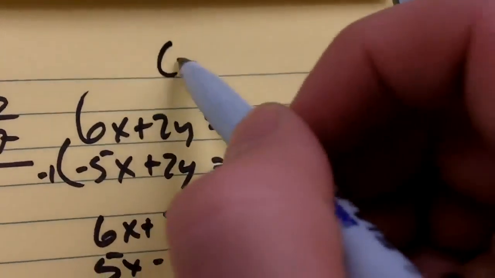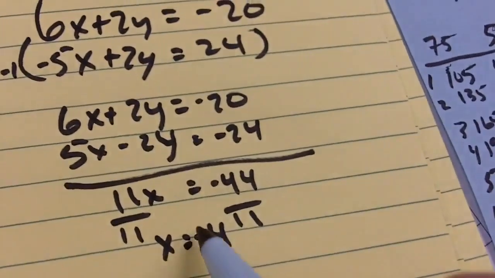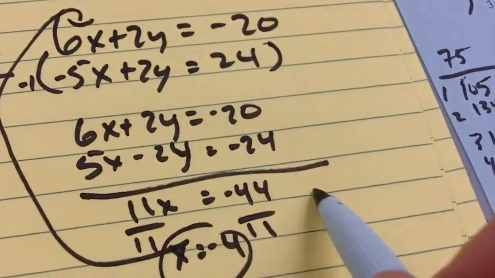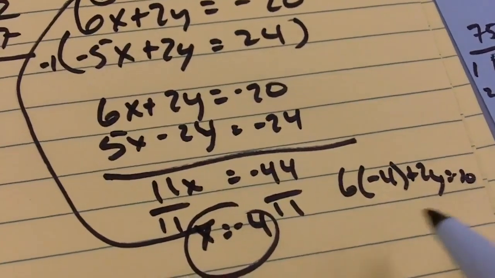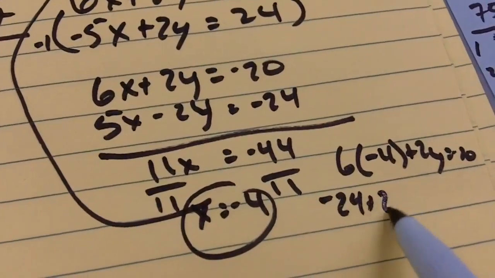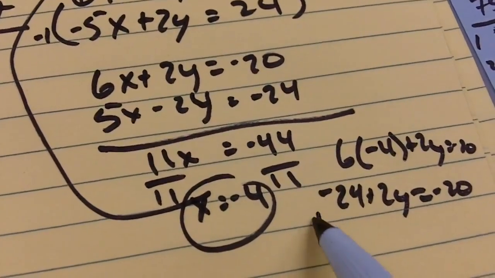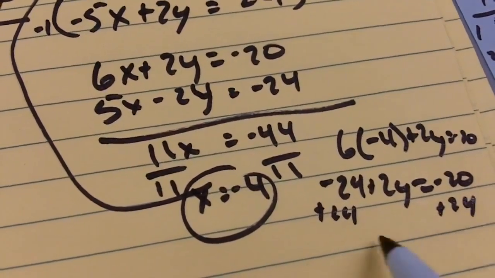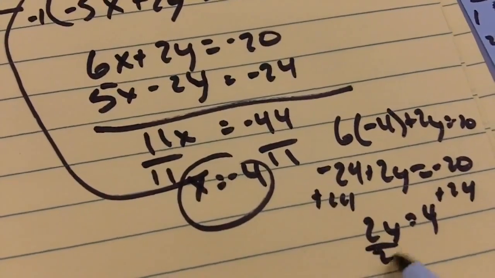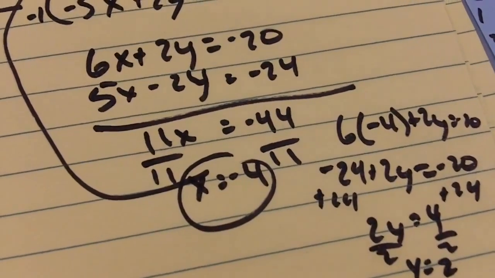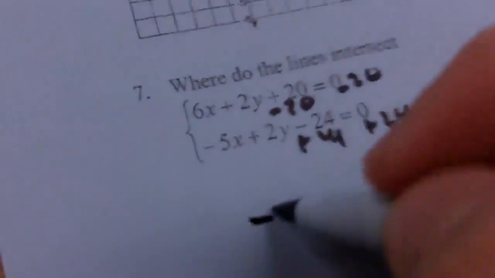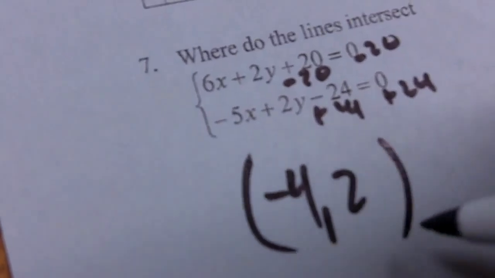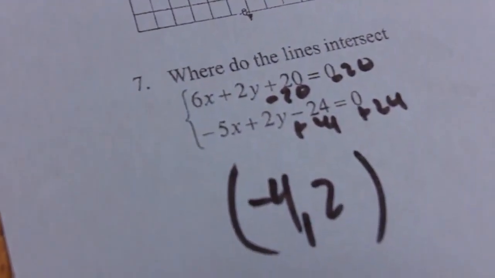So I have part of my solution. If I know x is negative 4, how do I go figure out y? I go plug it back in. It looks to me like the easiest is going to be right here, so I'm going to plug it in there. 6 times negative 4 plus 2y equals negative 20. Negative 24 plus 2y equals negative 20. Add 24 to both sides. 2y equals 4, divide by 2, y equals 2. So my ordered pair is negative 4, 2. Alright, and we'll go do the other ones in just a second.